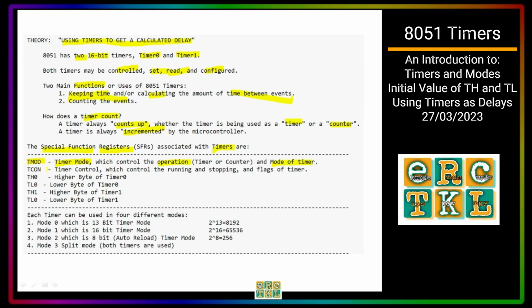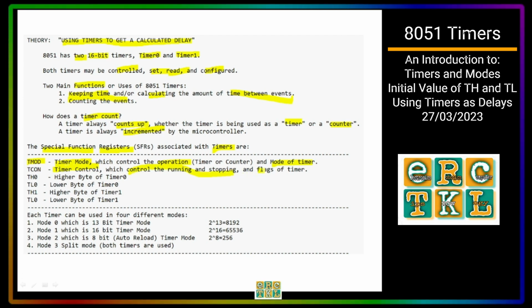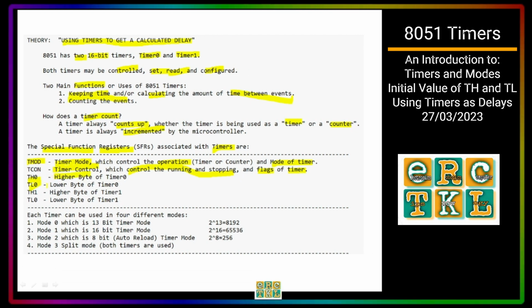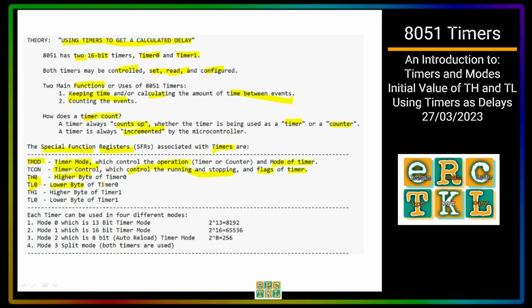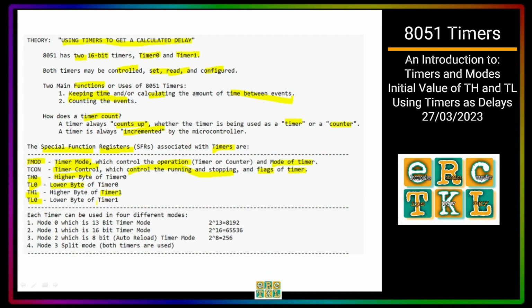Now, we also have what we call TCON. This is timer control. And this controls the running and stopping and the flags of the timer. Next, we have TH0 and TL0. Remember yesterday? High byte and low byte. The high byte is actually 8 bits, and the lower byte is also 8 bits. So, we can have TH0, TL0 for timer 0. And we can have TH1, TL1 for timer number 1.